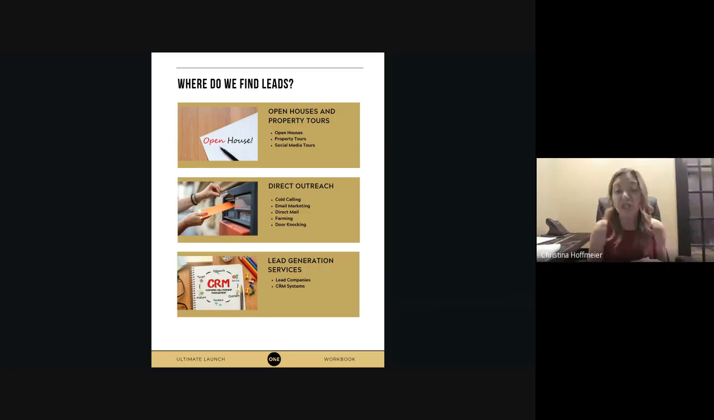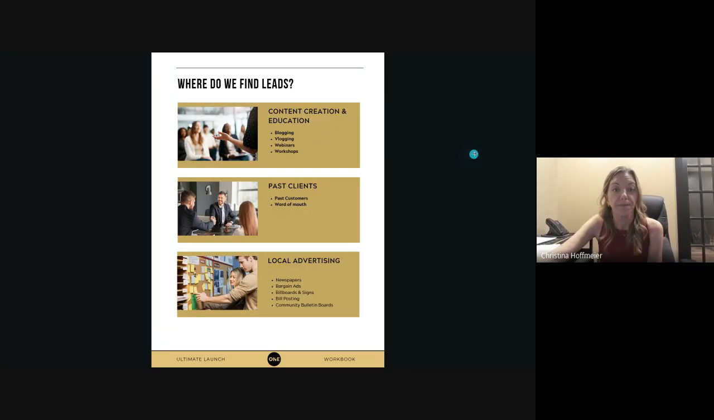Next, lead generation services. So lead companies, CRM systems. We're pretty well all versed on the world of Zillow, unless you've been living under a rock for I don't know how many years, but Zillow dominates the market when it comes to leads. So if you're still having trouble, or if you need to supplement your leads, you can always look at third-party lead generation services.